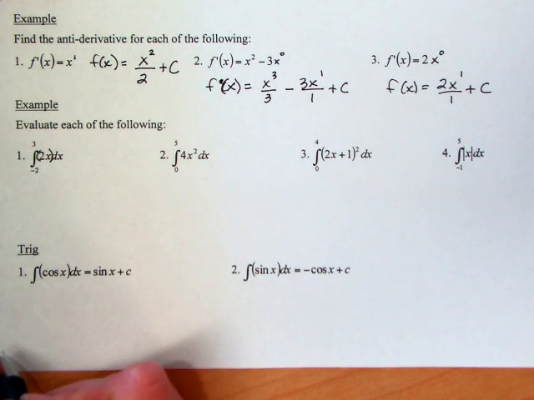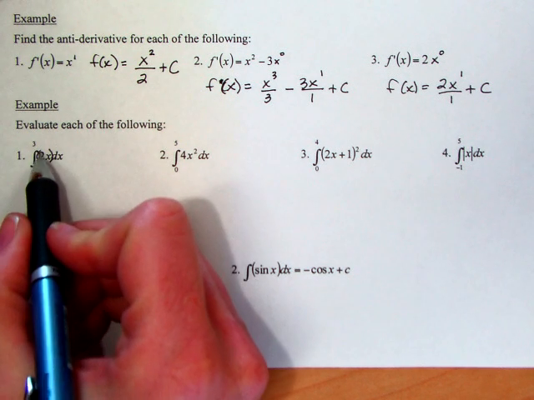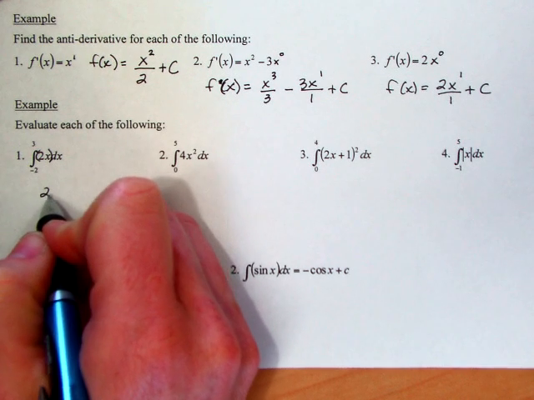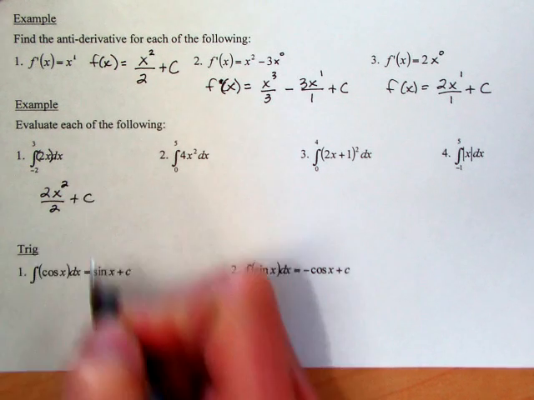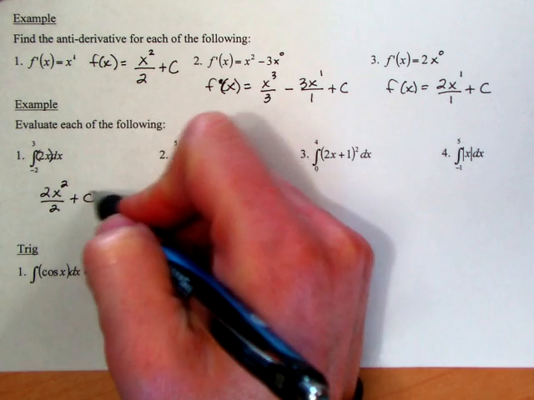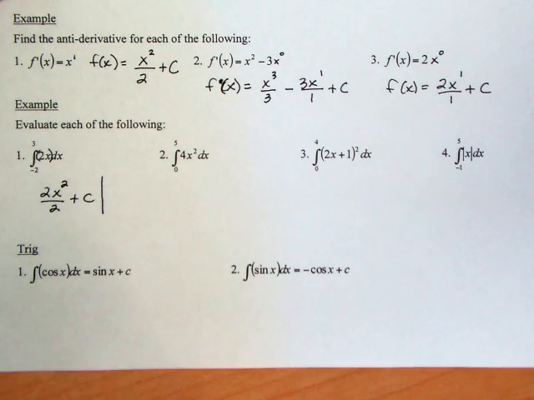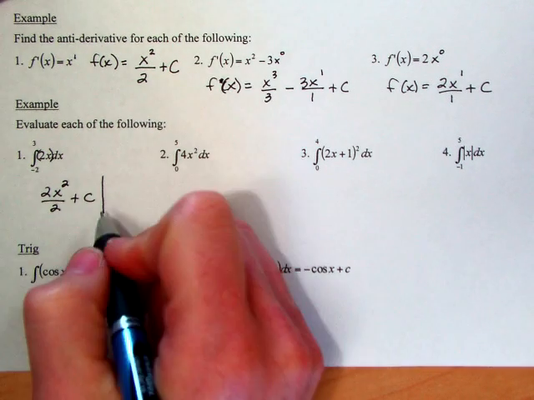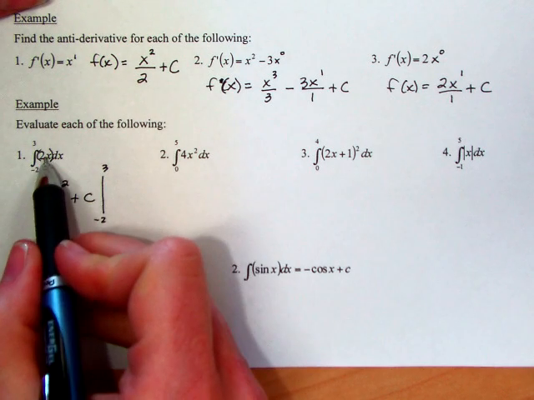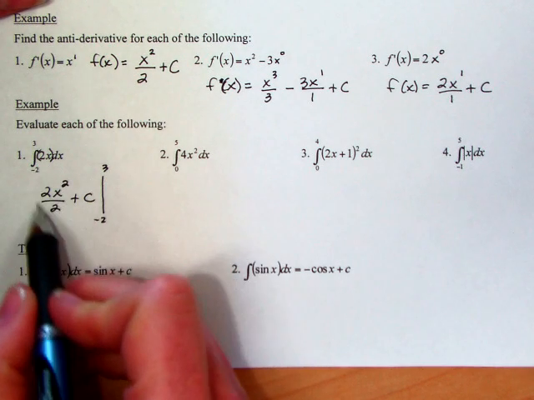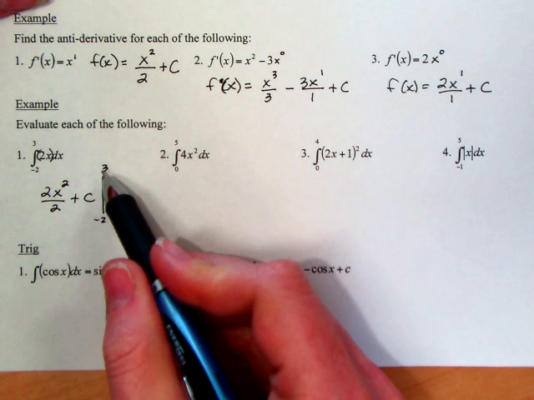We need to find the antiderivative first. So 2x will turn into 2x squared over 2 plus c. Once you do the antiderivative, you move the integral to the end and stretch it out and make it a straight stick, with -2 to 3. So you're telling everybody that that was the derivative, and this is the antiderivative. Now we're going to work on plugging in both of the numbers.